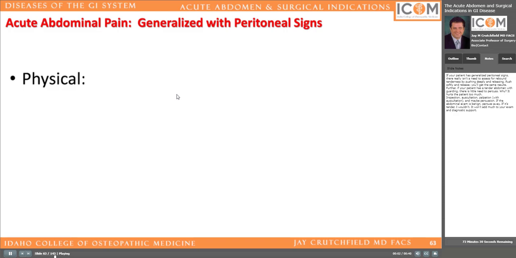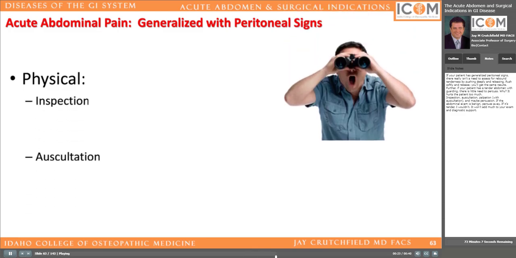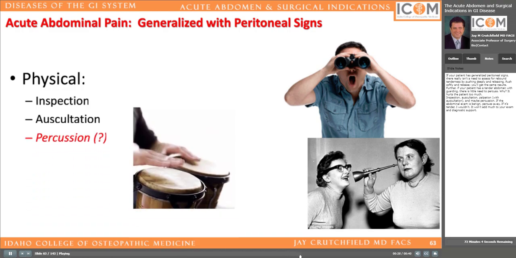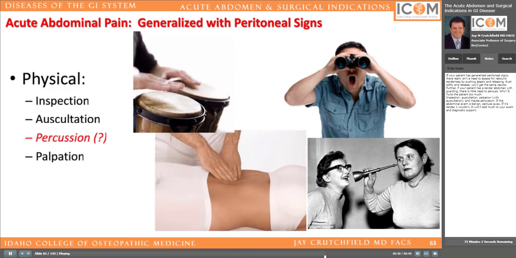If your patient has generalized peritoneal signs, there really isn't a need to assess for rebound tenderness by pushing deeply and releasing. Push softly and release. You'll get the same results. Further, if your patient has a tender abdomen with guarding, there is little need to percuss. Why? Because it hurts too much. Inspection, auscultation, palpation, with auscultation being performed simultaneously, and maybe percussion. If the abdominal exam is benign, percuss away. If it's tender, I wouldn't. It won't add much to your exam or for diagnostic support.